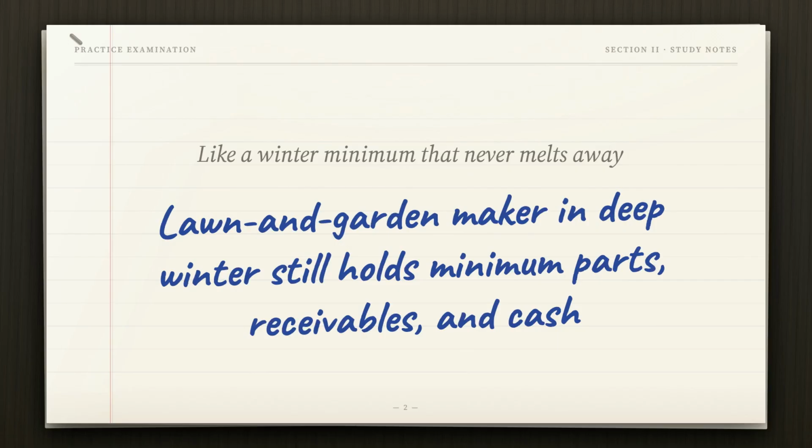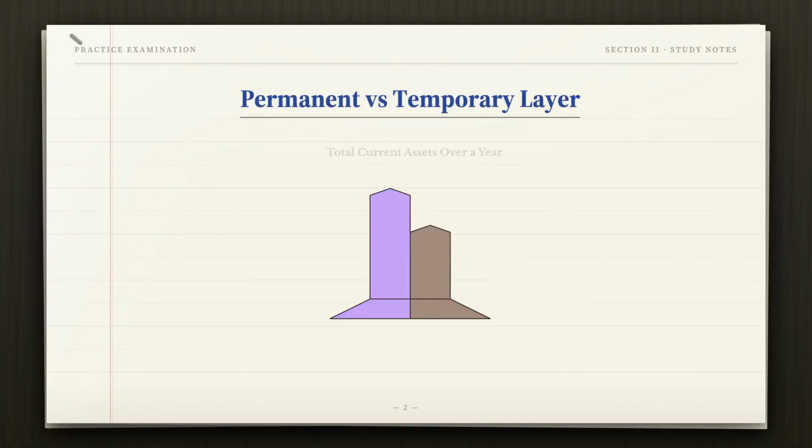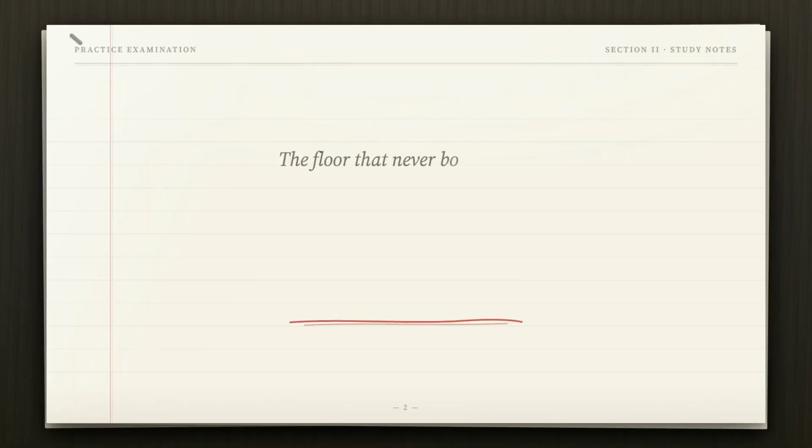Sales slow to a trickle, but it still keeps a minimum stock of parts, some receivables from off-season work, and enough cash to keep the lights on. That winter minimum is the permanent layer, persisting through the trough and slowly growing as the business grows. Stack total current assets over the year and you see two layers: a temporary layer that bulges and shrinks with the seasons, sitting on top of the permanent layer, the floor that never disappears.